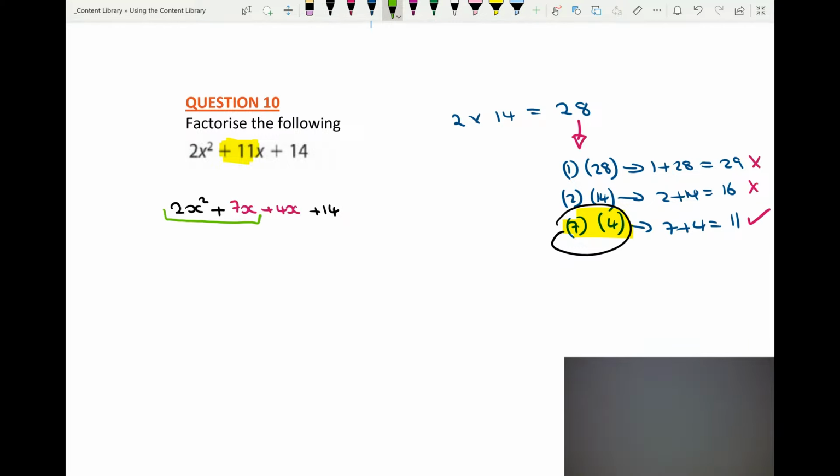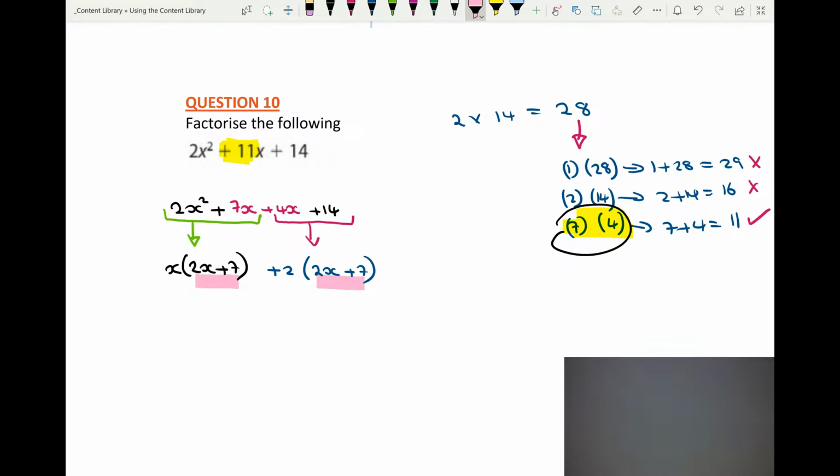Looking at the first two, I'm going to factorize out x. x is common to both of them. So I'm going to multiply that by 2x plus 7. So x times 2x is 2x squared, and x times 7 is 7x. Then I come to the second two, and I'm going to do the same thing here. I'm going to factorize 4x and 14. Now, what's common to 4x and 14? It's just plus 2. So I'm going to go plus 2, bracket, 2 by 2x is 4x, and 2 by 7 is 14.